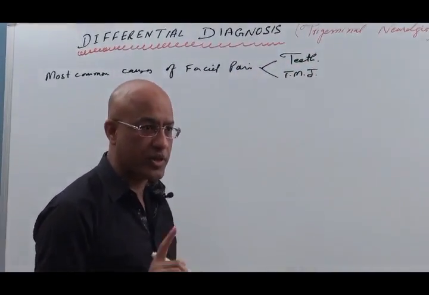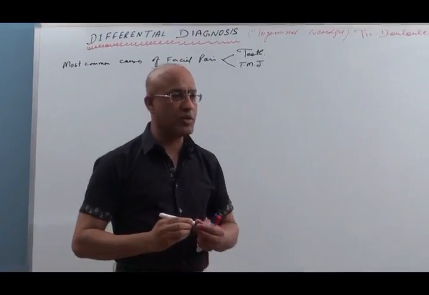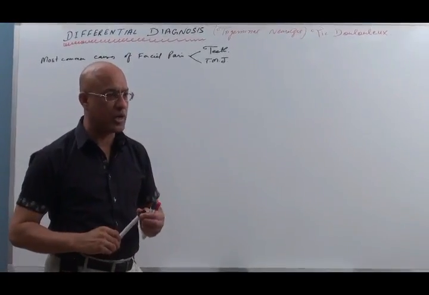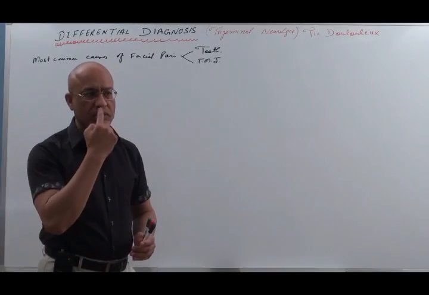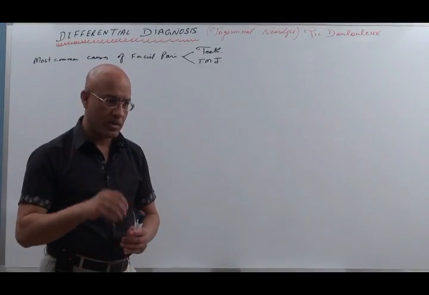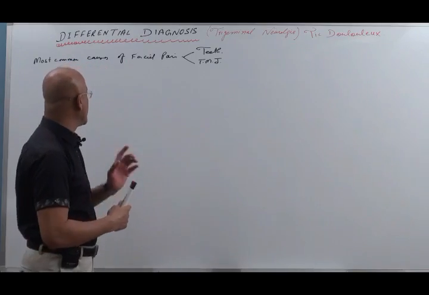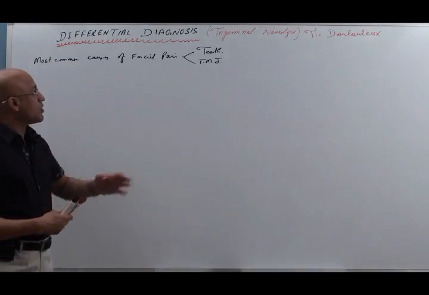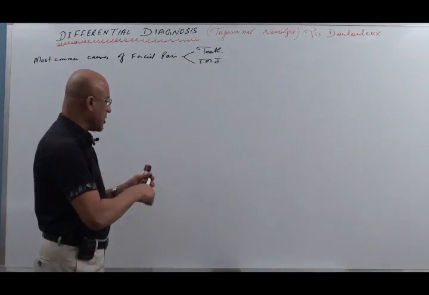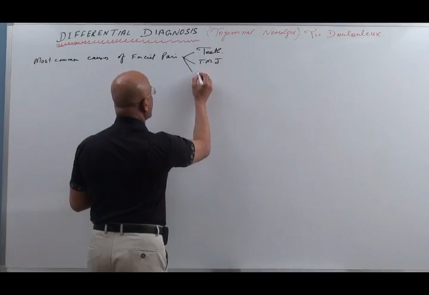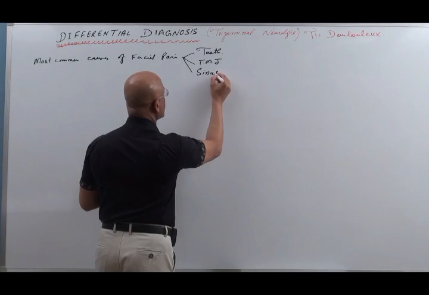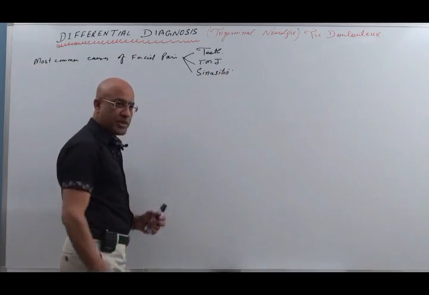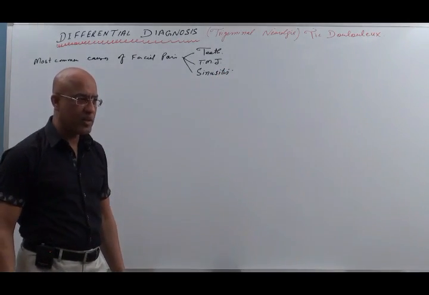This is very important. It means that in a patient with trigeminal neuralgia, or when you're suspecting any type of facial pain, you must examine the oral cavity very clearly. So there can be teeth, or temporomandibular joint, and then of course pain due to sinusitis, inflammation in the paranasal sinuses.